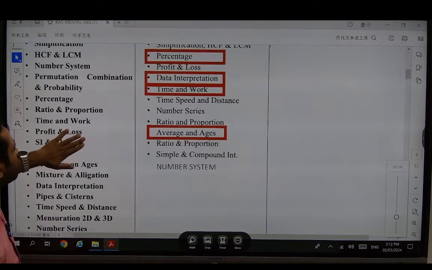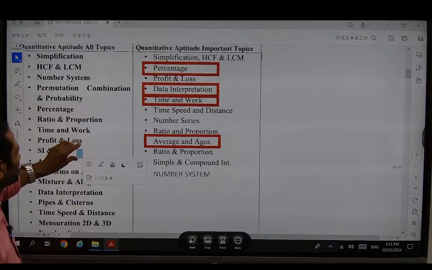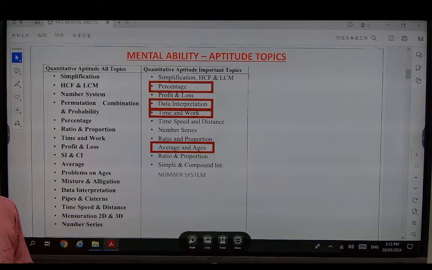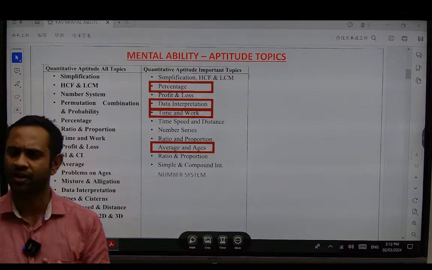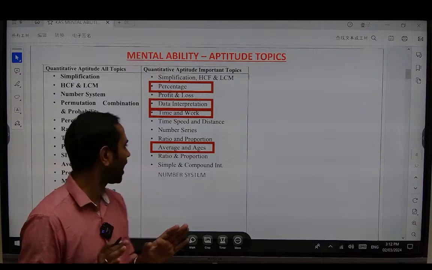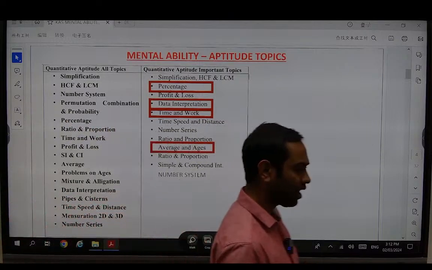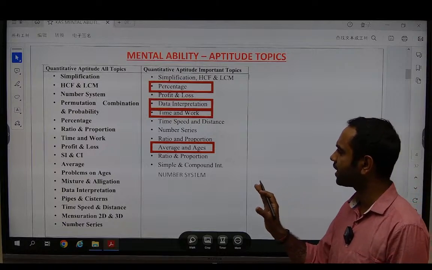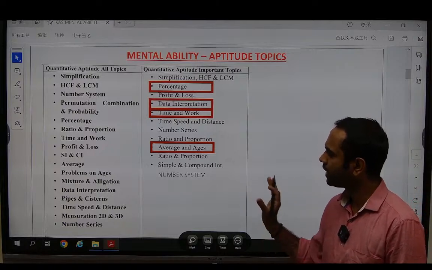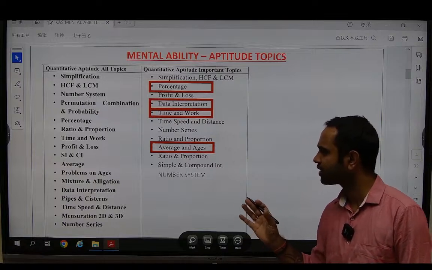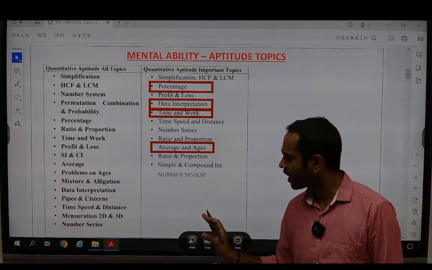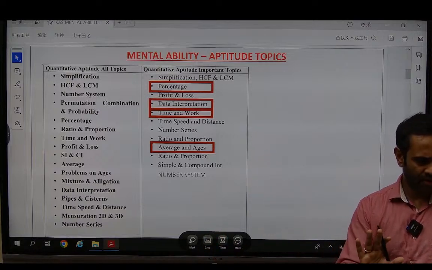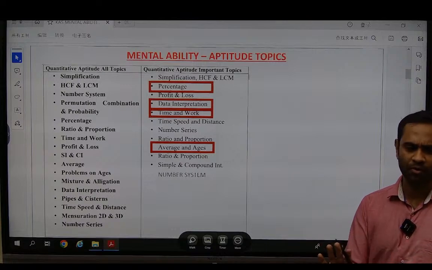Okay. So now if you talk about mental ability and aptitude topics, there are a lot of topics, and every book, every teacher will tell you about these topics. We have simplifications, HCF, LCM, number system, permutation, combination, probability, percentage, ratio, proportion, time and work, profit and loss, SI and CI, average, problems on ages, mixture and alligation, data interpretation, pipes and cisterns, time, speed and distance, mensuration and number series. So these many topics are there. If you are preparing for the examination, you must be aware of at least 2 topics.